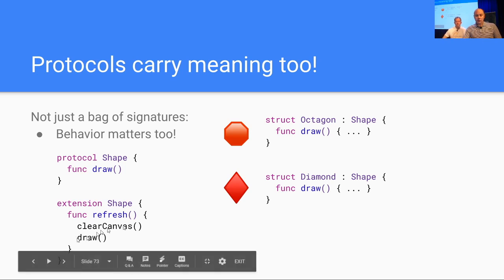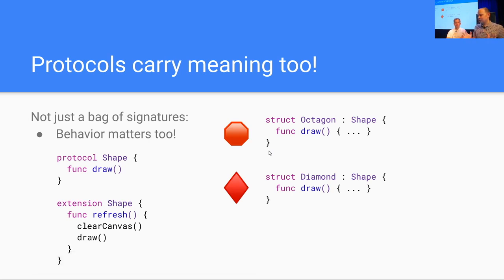Really easy. And the cool thing about this is now I can define a method, refresh, and all refresh does is clear the canvas and draw the shape. And so all shapes will get a refresh method. If you do tab completion on your octagon, it all just works.